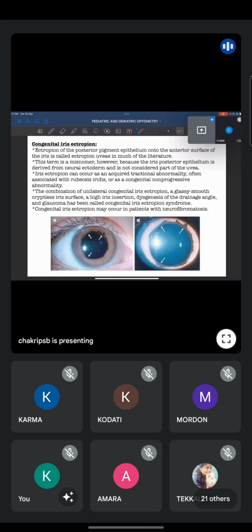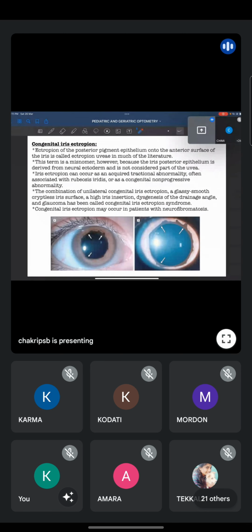And next is congenital iris ectropion. So what will happen is this iris, day by day, will be going back to the pigment. So this will be going back to the pigment. So we say this is congenital iris ectropion.